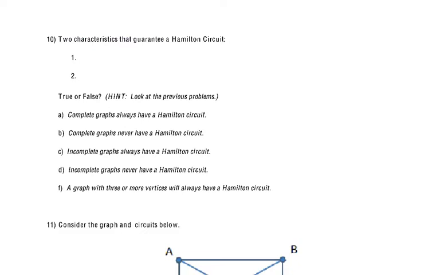So looking at those previous examples, I hope you noticed this yourself, but 2 characteristics that will guarantee a Hamilton circuit is if you have a complete graph that also has more than or equal to 3 vertices. Okay, so those 2 conditions will guarantee that you can find a Hamilton circuit. So let's look at these.